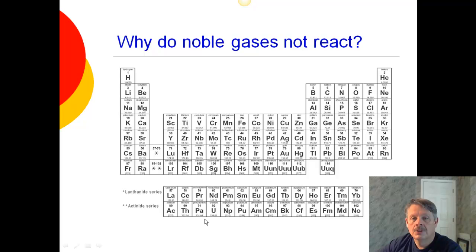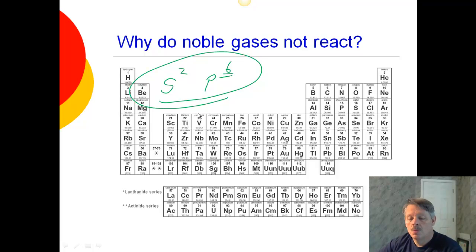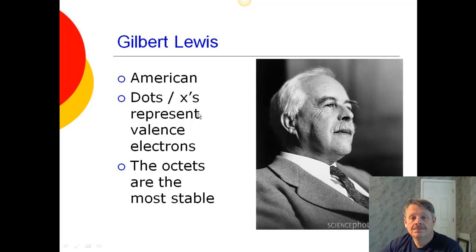Okay, so why don't noble gases react? Well, we talked about the fact that they end in p6. When they have s2 and then p6, they have a total of 8 electrons in their outermost shell. As a result, they're not going to react because all of their orbitals are full. You have to remember that.